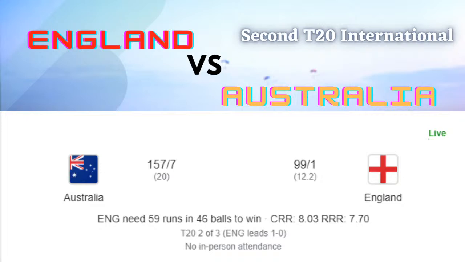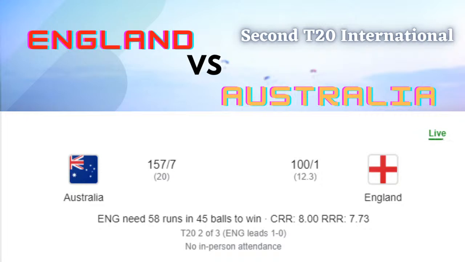Third delivery, played towards deep square leg for a single. 100 up for England. They are 100 for 1. 9 wickets remaining for them, and they need just 59 from 46 deliveries. At the same stage, Australia were 86 for 4. England are way ahead of them.